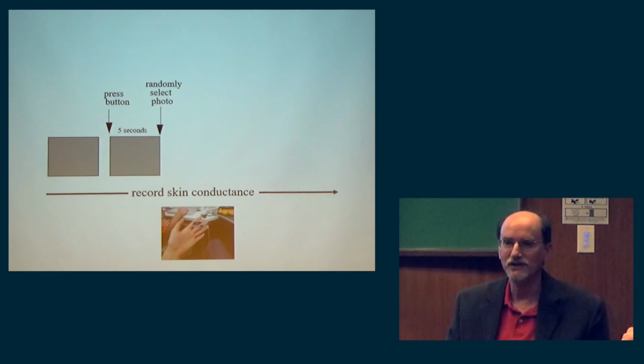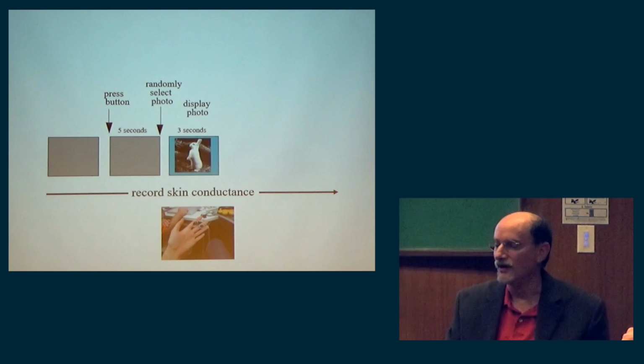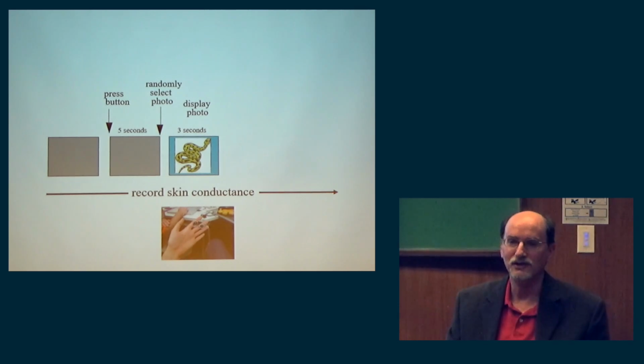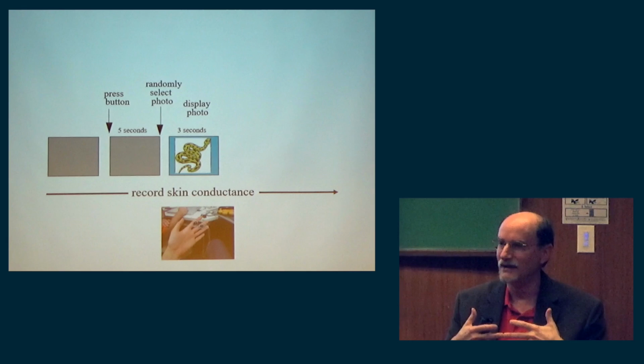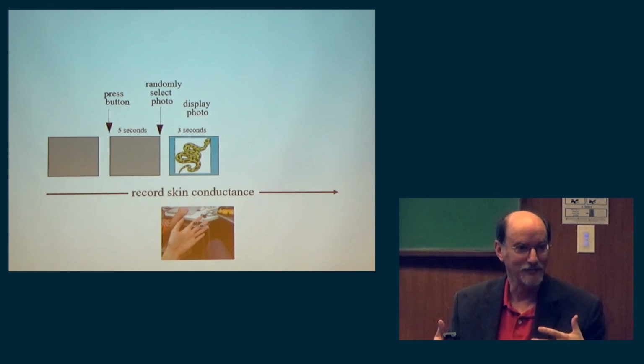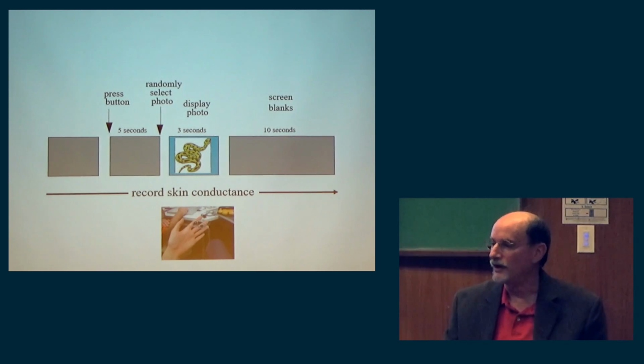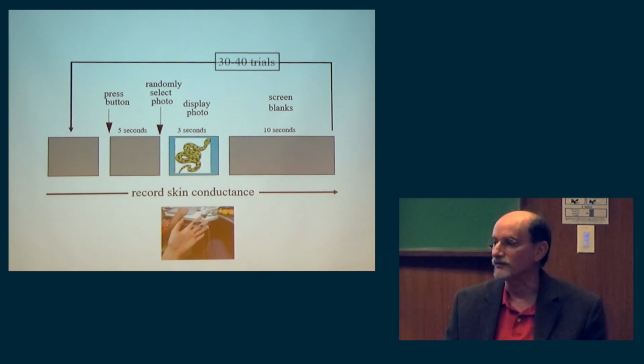A computer randomly selects a photo. The photo might be calm like a bunny, unless you're scared of bunnies. Or it might be scary like a snake unless you're a herpetologist and you love snakes. So the reason I mention that is because any picture is going to be perceived in an idiosyncratic way. So we try to choose pictures that most people would respond to in the appropriate manner, so calm or emotional. And then the screen goes blank for a while, and then this is repeated 30 to 40 times, and that's one session. It takes most people 15 to 20 minutes to go through this experiment.